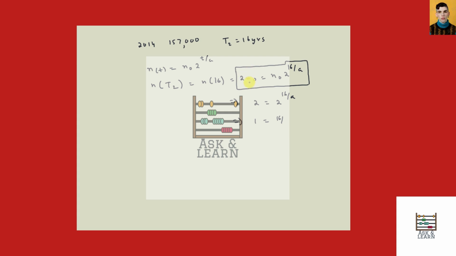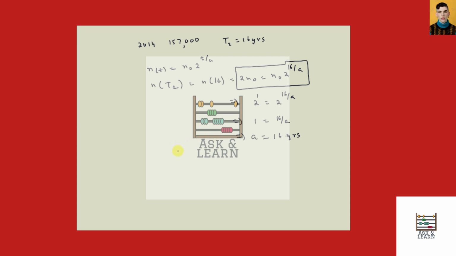Since we are plugging in t equal to 16, we should also have plugged in t equal to 16 on the right hand side, and we had not. So after plugging in t equal to 16 on the right hand side, this equation takes this form, 2 to the power 1 equal to 2 to the power 16 by a, which implies that 1 is equal to 16 by a. This implies that a is equal to 16, and the units of a will be 16 years.